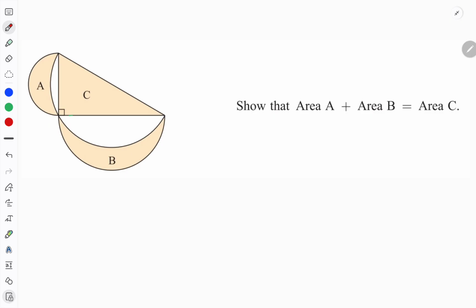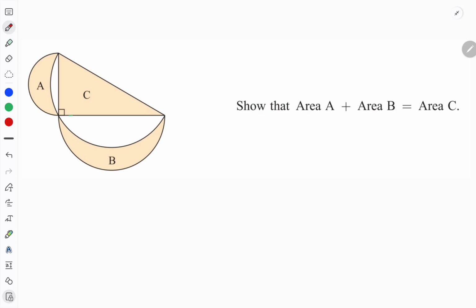Okay, without further ado, let's get started. As you can see, we have another challenging geometry question. And in this question, I'm going to show that area A plus area B equals area C.